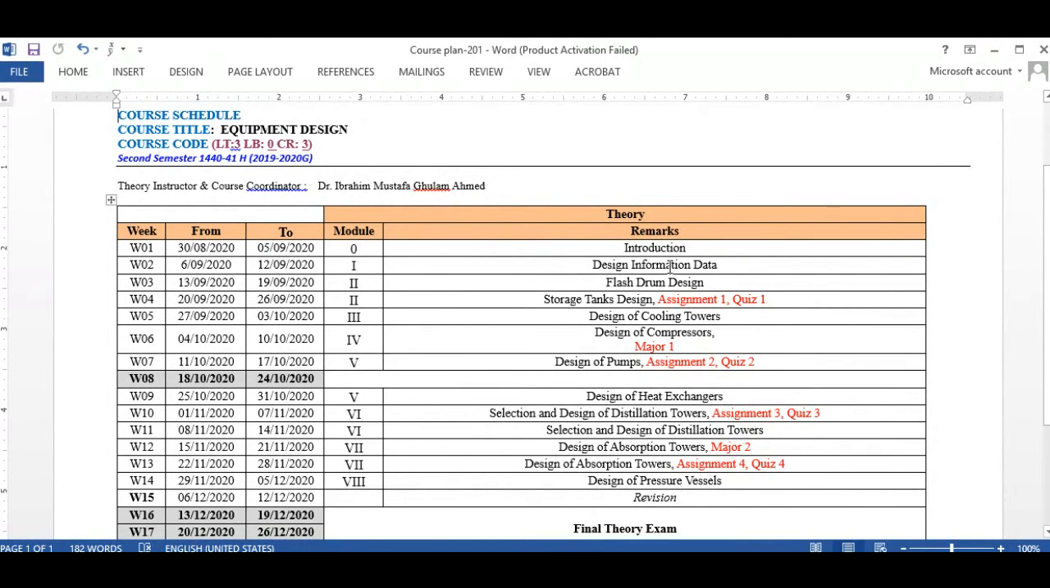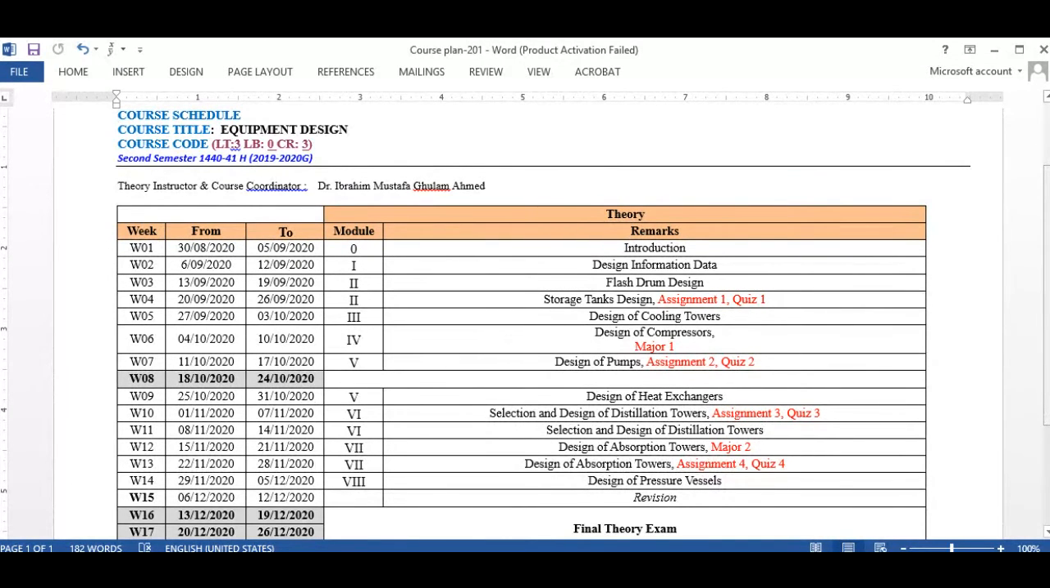But the rest of them, like the flash drum and storage tank, are very easy. Cooling towers are somewhat difficult. Compressors are okay, pumps are okay. They are not very difficult. So inshallah, when you finish this course, you will know how to design any process equipment.